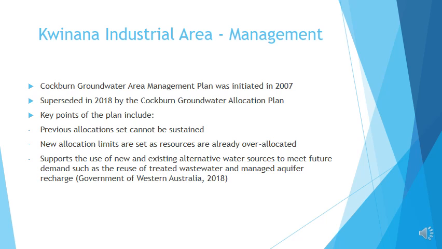Key points include that previous allocations set cannot be sustained. New allocation limits are set as resources are already over allocated. And it also supports the use of new and existing alternative water sources to meet the future demands, such as the reuse of treated wastewater and managed aquifer recharge.